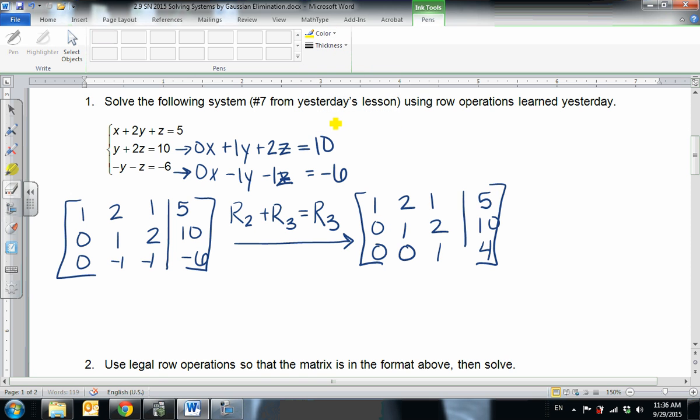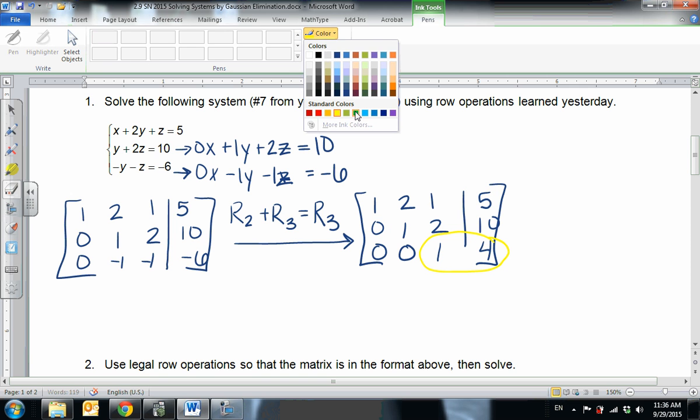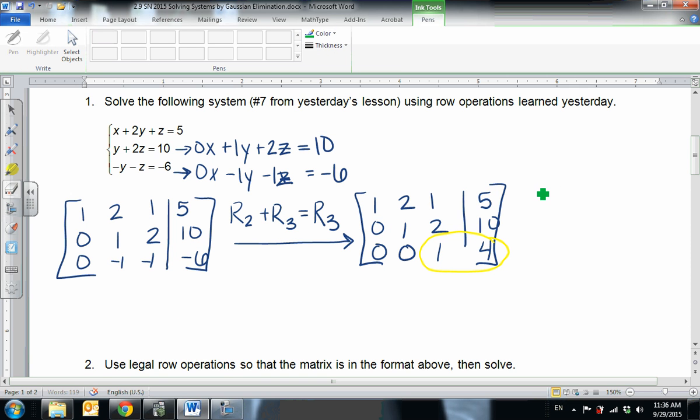So the reason that we would do that is, notice we've created zeros in our bottom left corner, like our goal says at the top, right? And we've been able to create this. So what that means is that 1z, or just z, is equal to 4.